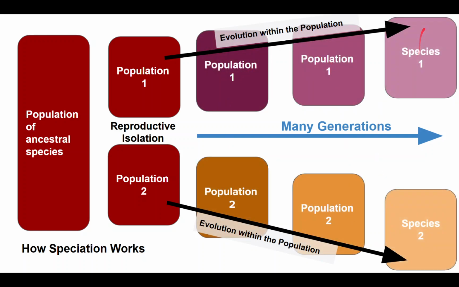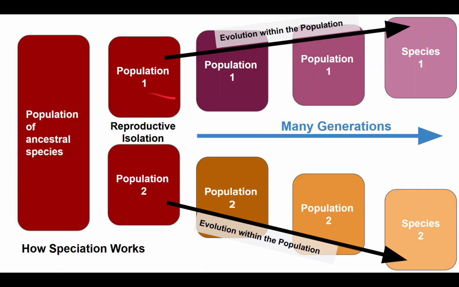until we eventually get species that can no longer exchange genetic material and have fertile offspring, right? Or just are different enough that we say that they are different species. So this is essentially the way it works.